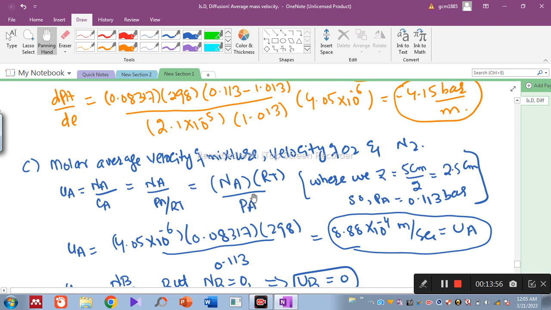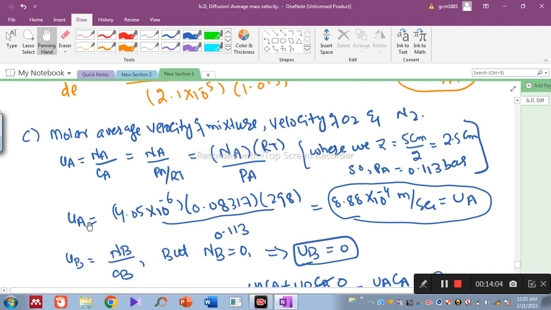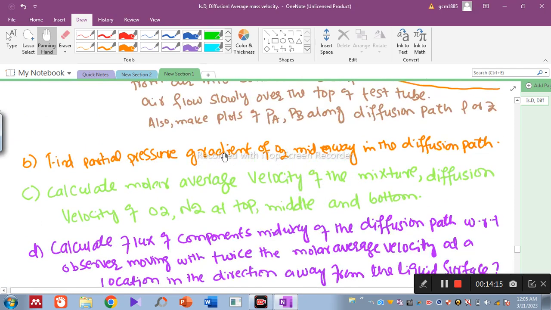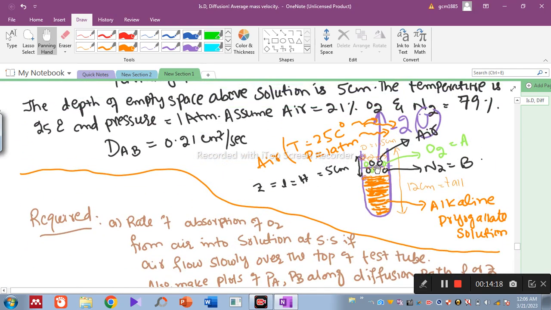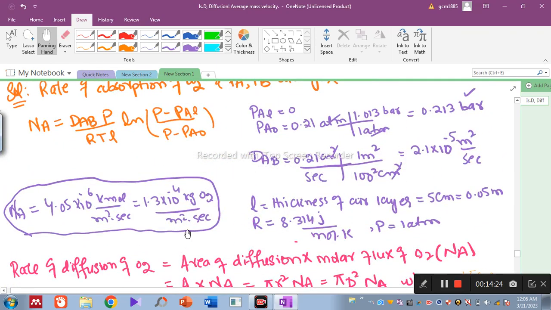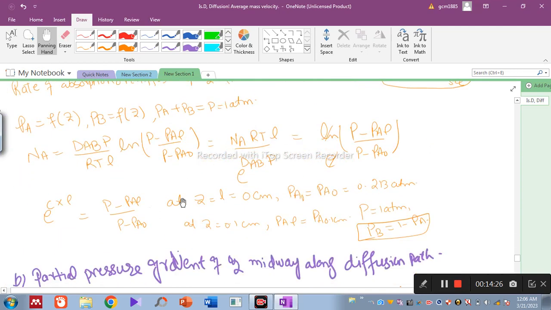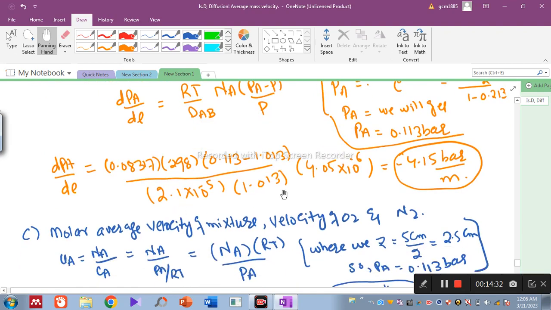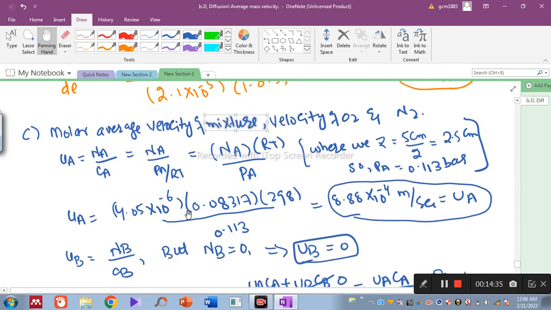The PA value will be 0.113. In this equation we will put 0.113. So the velocity of oxygen in the middle of the diffusion path is 8.88 multiplied by 10 raised to the power minus 4 meter per second. In this middle position, the velocity of oxygen is 8.88 multiplied by 10 raised to the power minus 4. Now this is the partial pressure gradient, and this is the velocity.